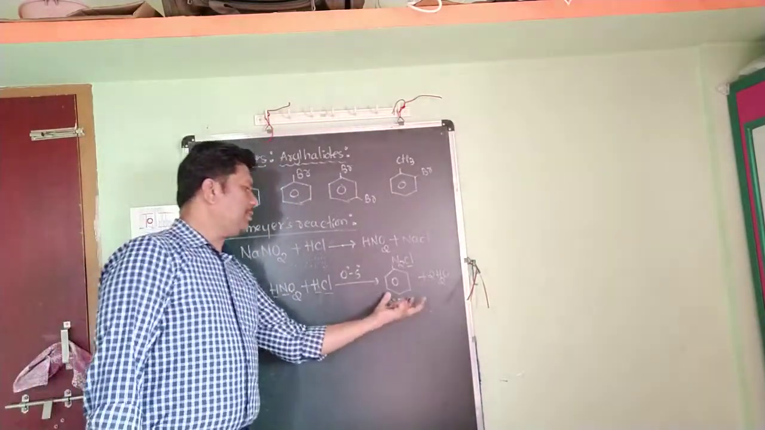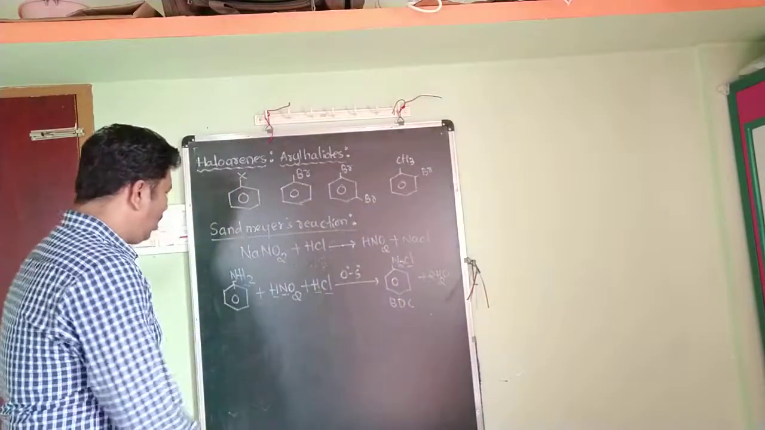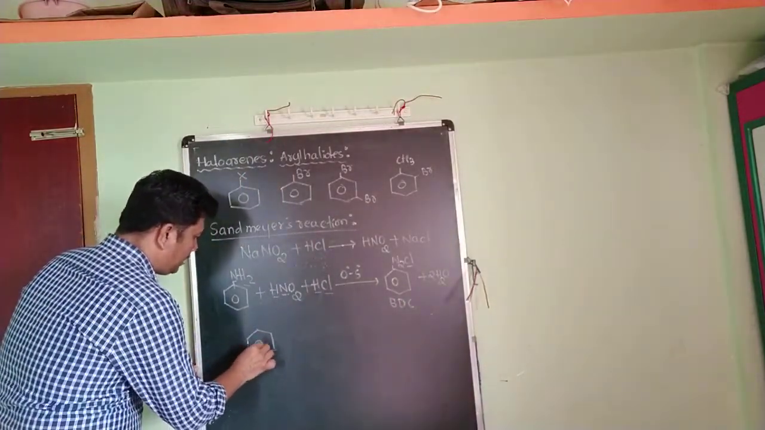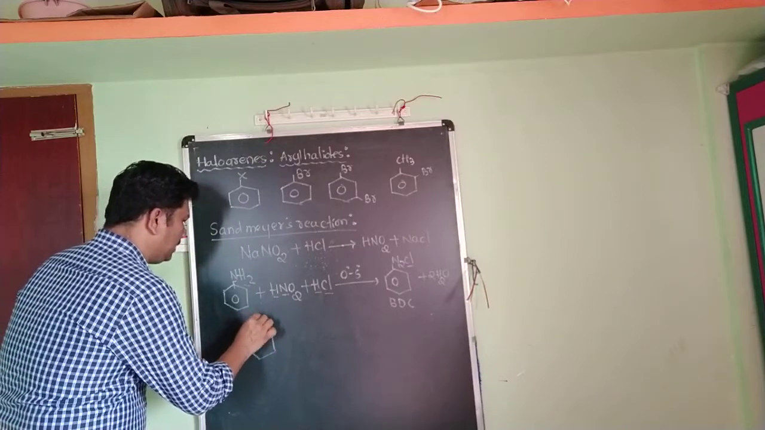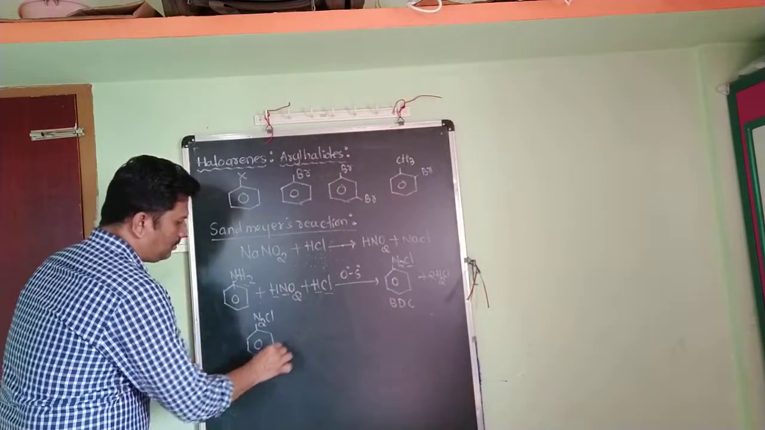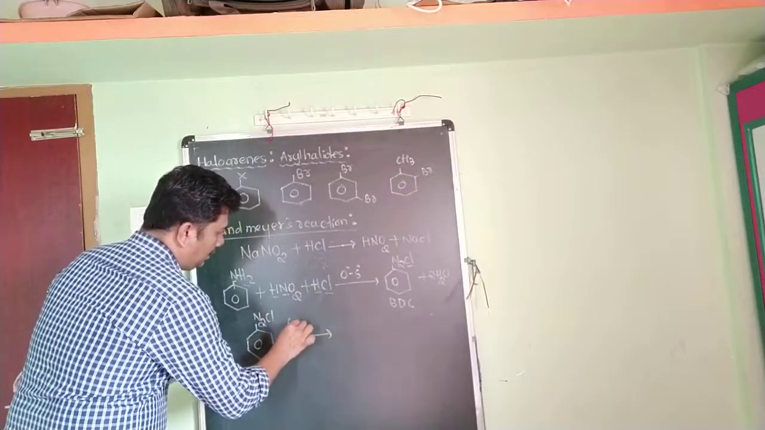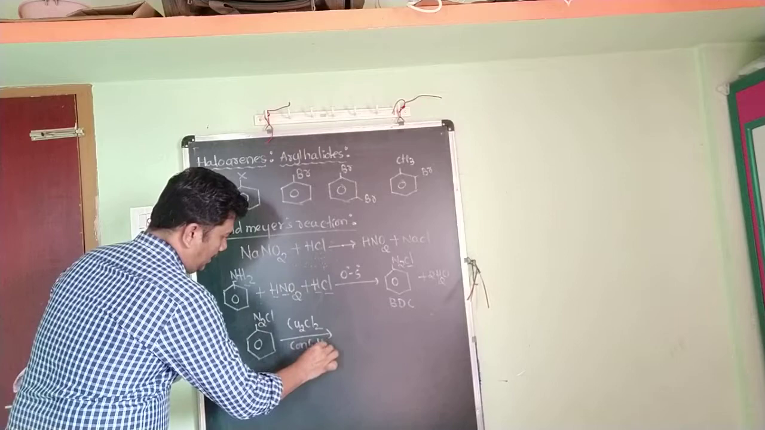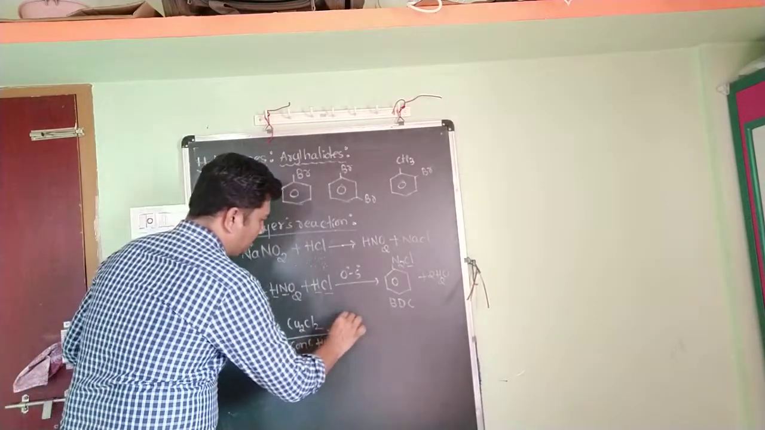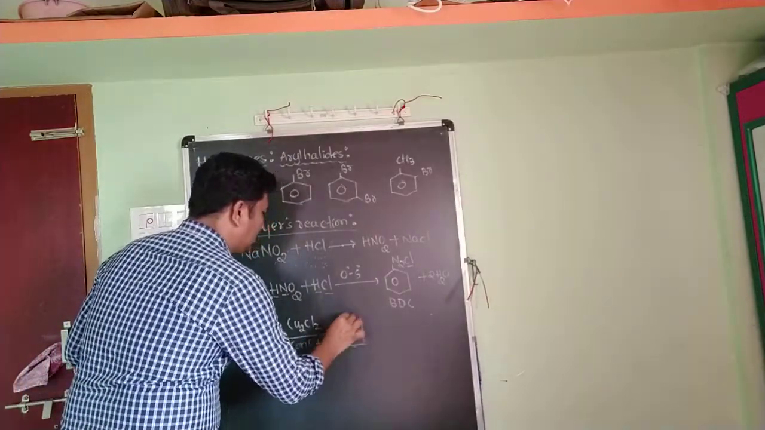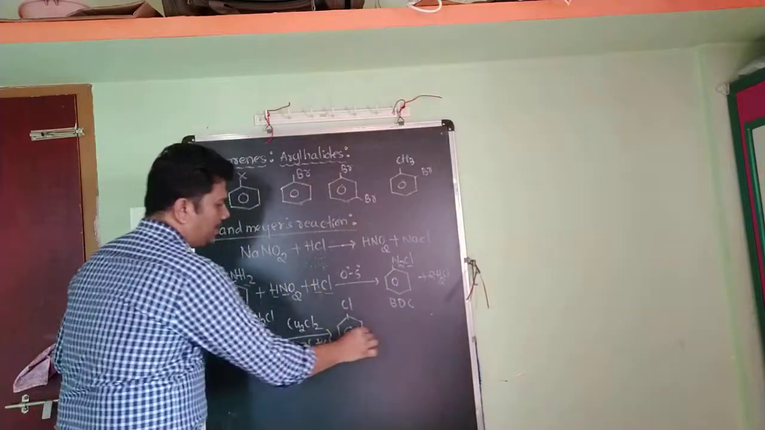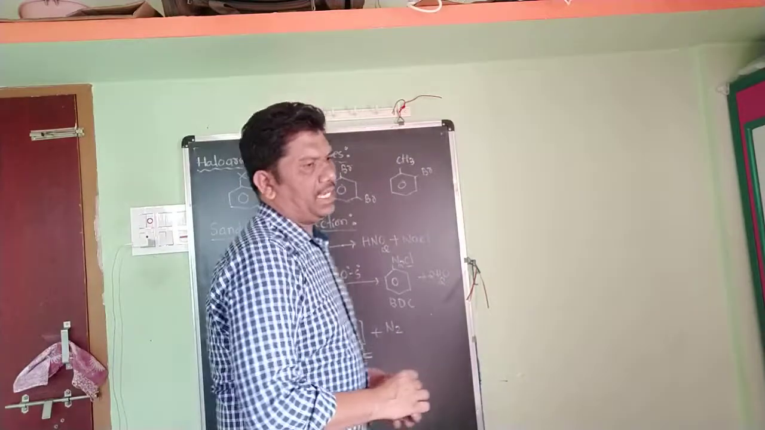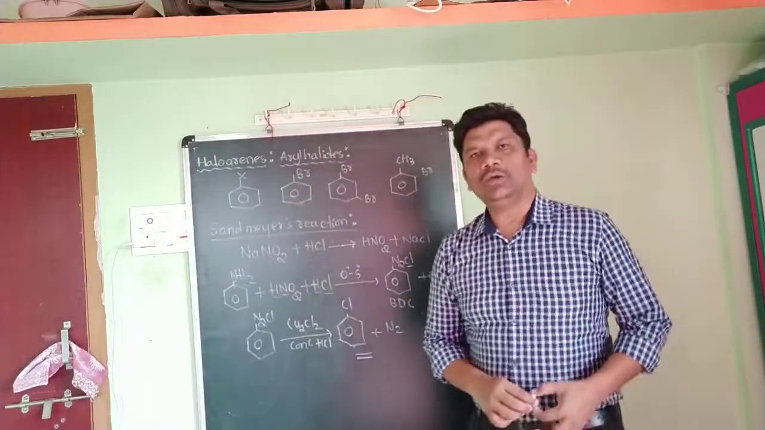And this freshly prepared benzene diazonium chloride, on warming with cuprous chloride and concentrated HCl, gives the haloarene, chlorobenzene, and N2. And this is Sandmeyer's reaction, the preparation of haloarene.